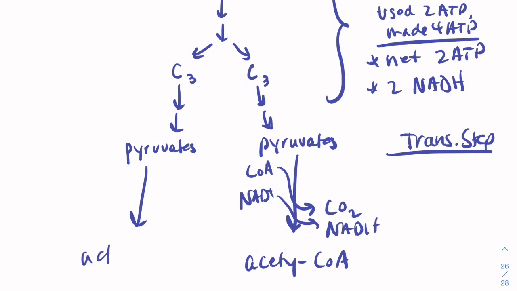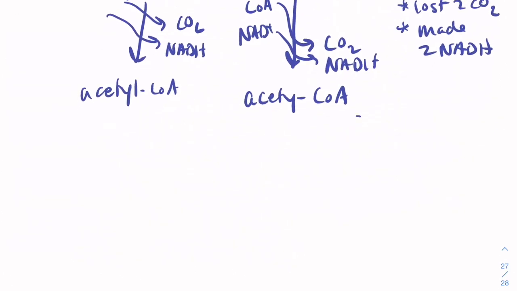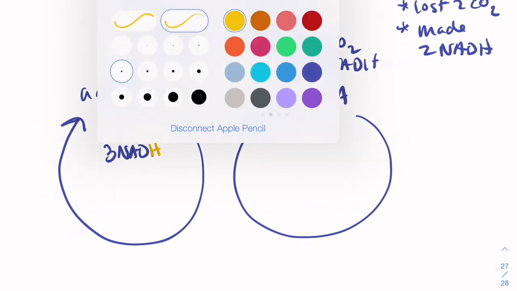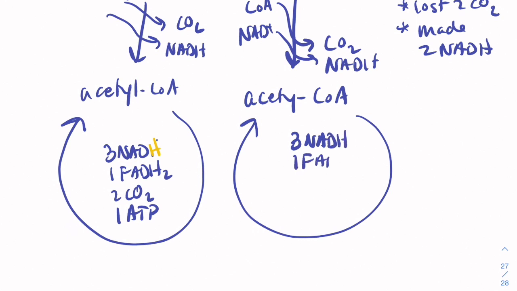So the transition step happens twice. Acetyl-CoA. So we got NADH, we booted out a CO2, we lost 2 CO2, made 2 NADH. And then each one of these acetyl-CoAs undergoes the citric acid cycle that we just went through, and each one gave us 3 NADH, 1 FADH2, 2 CO2, and 1 ATP.